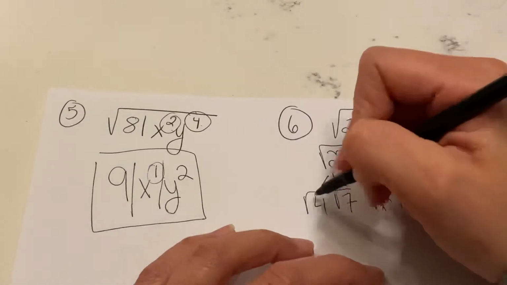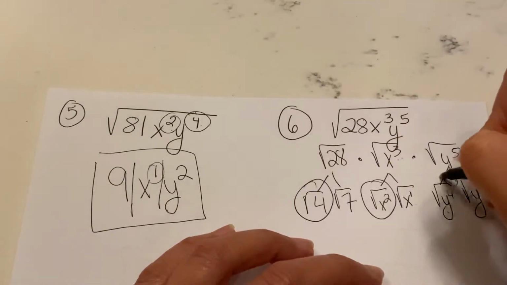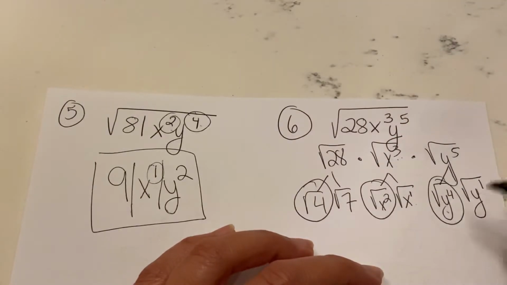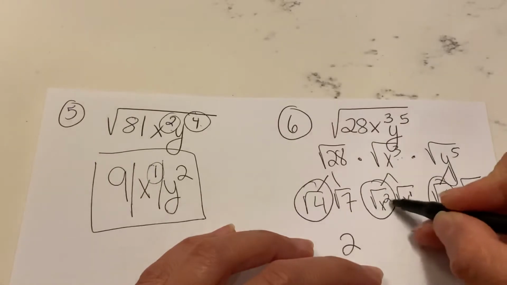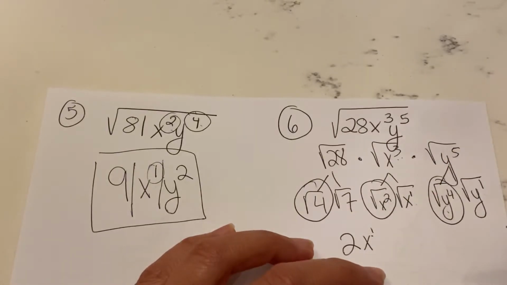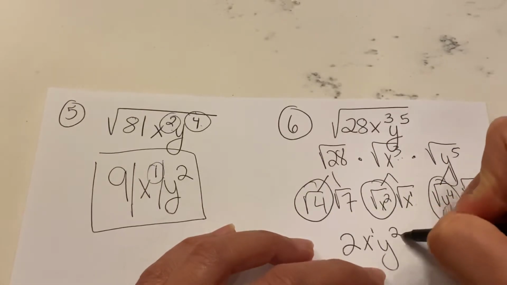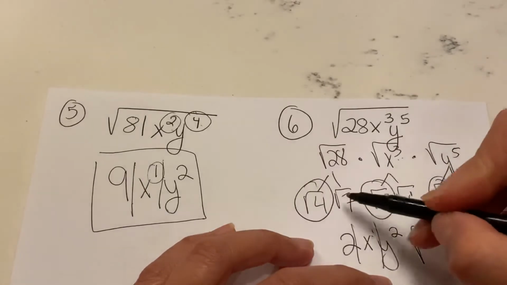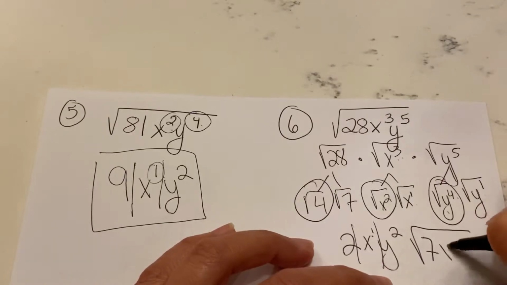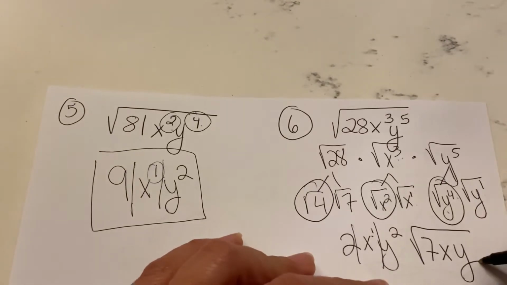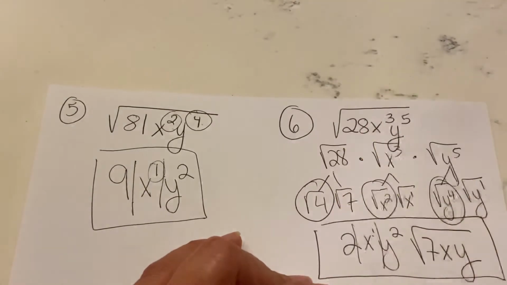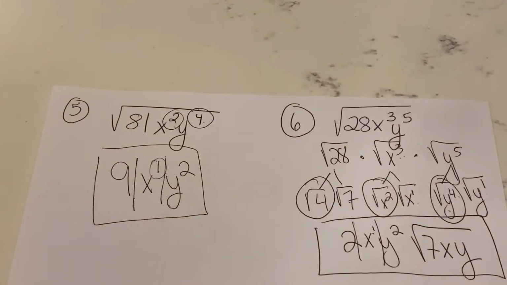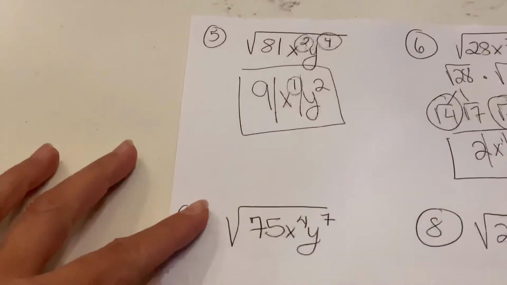All right, so now I'm going to circle all of my perfect squares. Okay, and I get 2 for the 4. This one gives me 1 because I divide by 2. This will give me y squared. Again, this is odd. And then what didn't I circle? I didn't circle a 7, didn't circle an x, and I didn't circle a y. So my final answer is this. Okay, let's do another one.